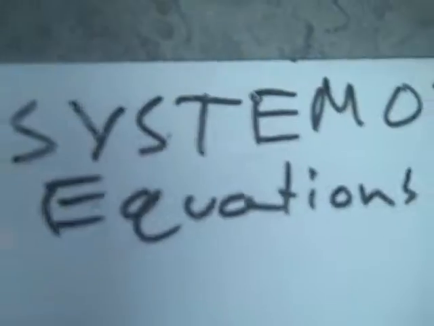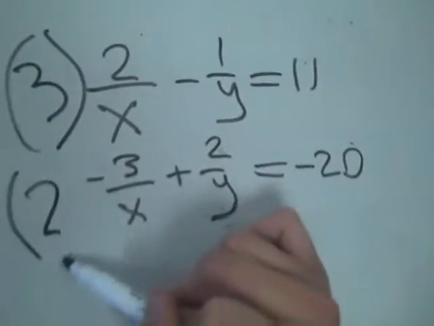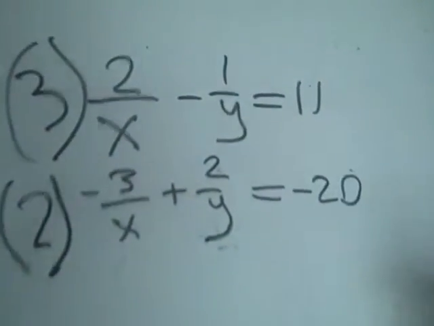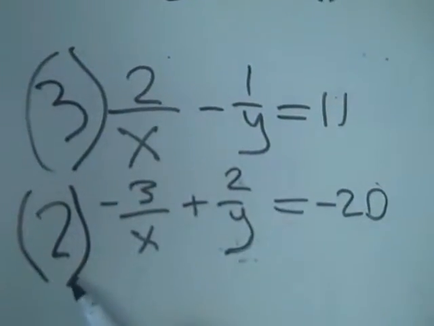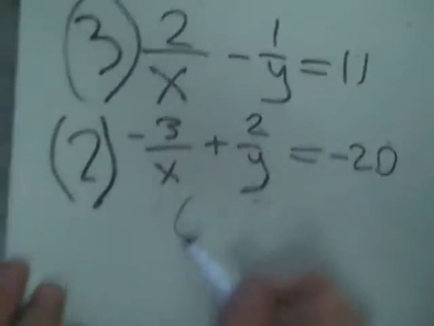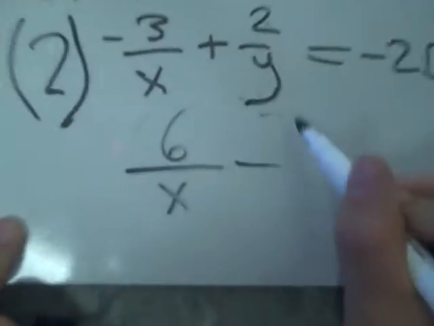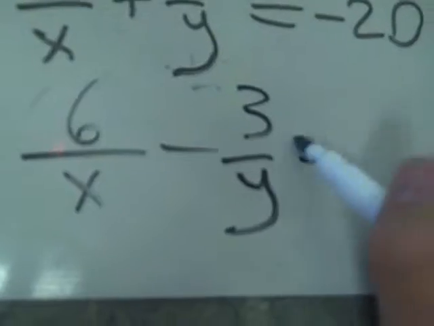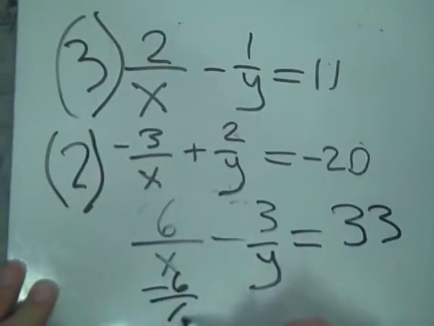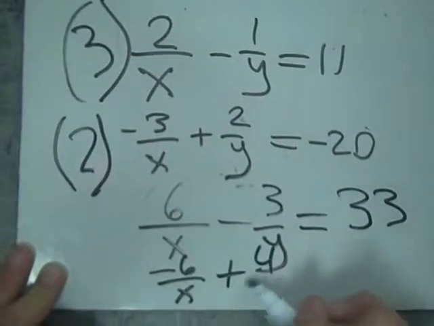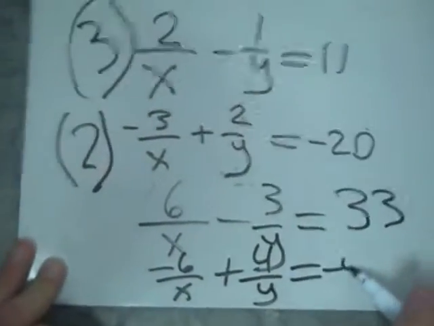Alright, we have these two equations, and we're solving systems of linear equations. So we want to use linear combination to cancel out one of the variables. So we're going to multiply this equation by 3 and this equation by 2. And that will give us 6 over x minus 3 over y is equal to 33, and negative 6 over x plus 4 over y is equal to negative 40.